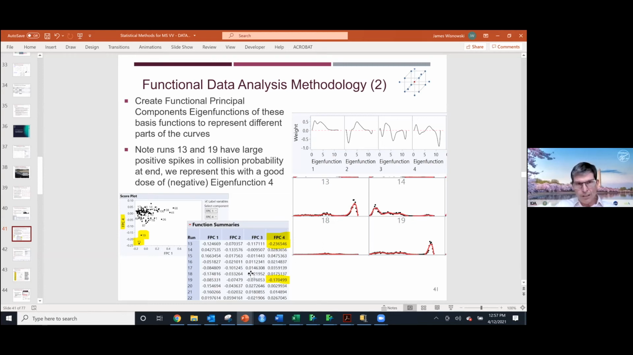Similarly, for 19, I've got a very high value there as well. And then when I look at a scree plot, I can see that 13 and 19 sort of stick out, between FPC4 and FPC1. But bottom line is I'm using these eigenfunctions to piece together the curves, and there are going to be weights as to how much of each function I need.